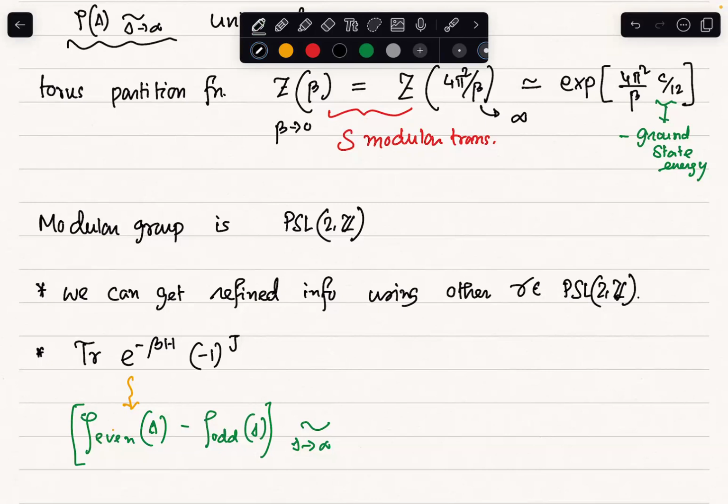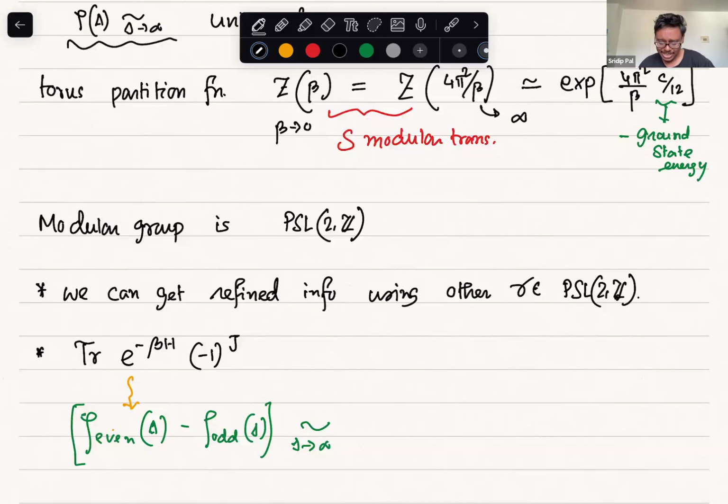Can I ask a question? Yes. Normally trace e to the power minus beta H, the partition function, gives us the vacuum to vacuum transition amplitude, right? Yes. So physically, what should weighing with minus 1 to the power J mean in terms of vacuum transitions?